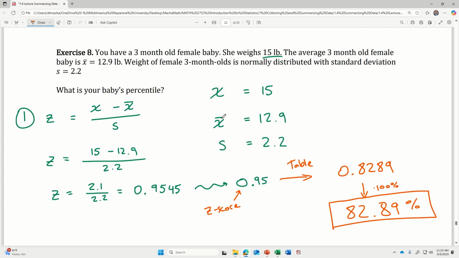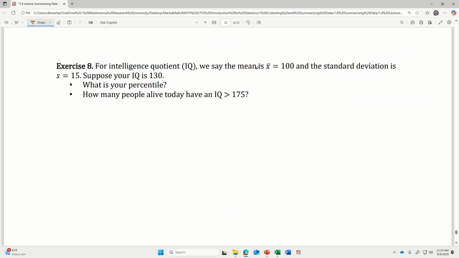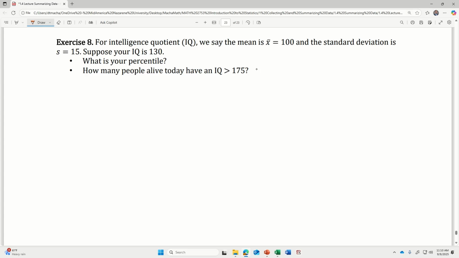Questions? Does that make sense? How to use the table and everything? Let's do another one, just to get some practice using the table.